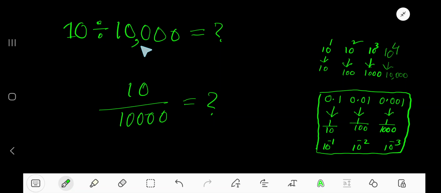10 divided by 10,000. Look, here 10,000 is a divisor. 10, 100, 1,000, 10,000, these are called powers of 10. 10 to the power 4 means 10,000, of course positive.